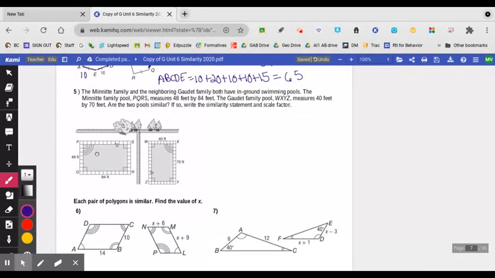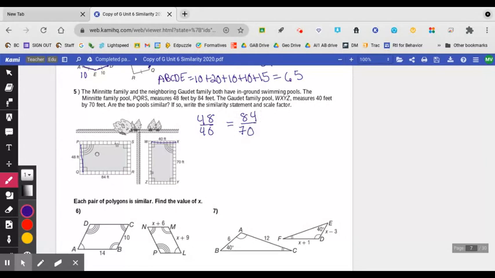Number 5, the Minette family and neighboring Gaudet family both have in-ground swimming pools. The Minette family pool is PQRS and measures 48 by 84. The Gaudet family pool, WXYZ, measures 40 by 70. Are the two pools similar? If so, write a similarity factor. So in order for them to be similar, the ratio of small to small has to equal large to large. So that means that 48 over 40, the smallest edge of both pools, has to equal 84 to 70.